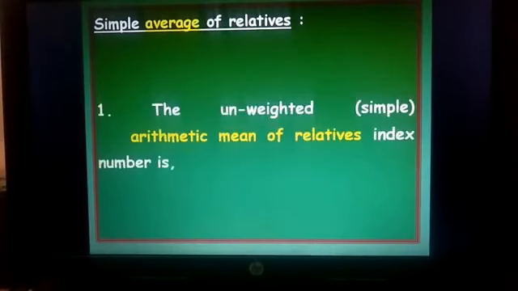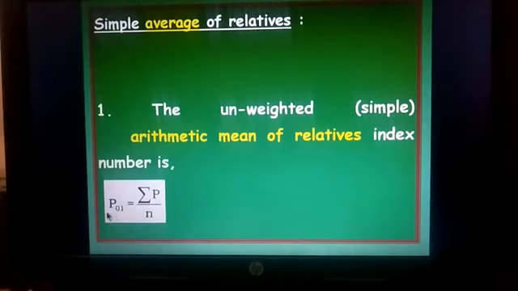Fine. The unweighted, because it is simple, right? Look at the cursor always. Since it is simple, we are writing it as unweighted, or in brackets simple. First, let this average be replaced by arithmetic mean, the arithmetic mean of relatives. The index number is the same. So the same heading in a different way, by replacing this average with arithmetic mean, we are writing here.